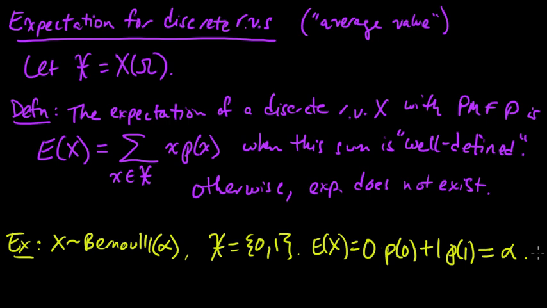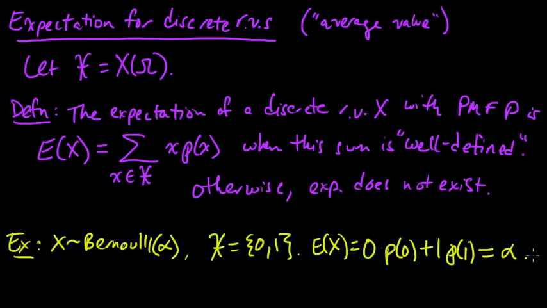And one thing to note here, this illustrates the fact that even though this is sometimes called the expected value, it's not necessarily a value that the random variable might ever take. Since this Bernoulli random variable only takes the value 0 or 1, but alpha could be like 1/2 or some other number between 0 and 1. So that's just a very simple example.